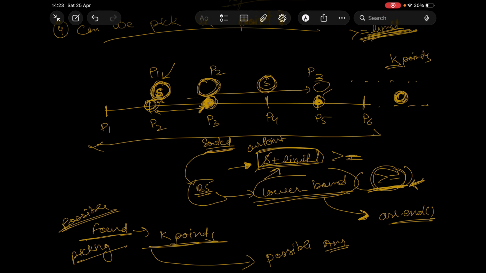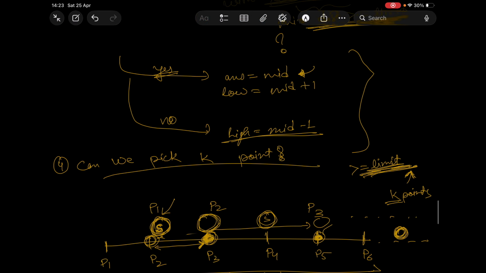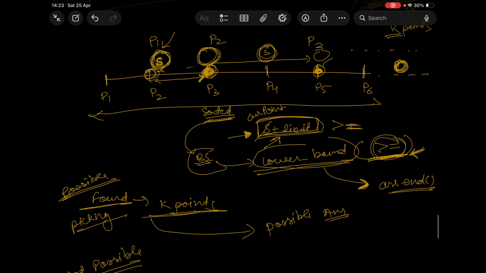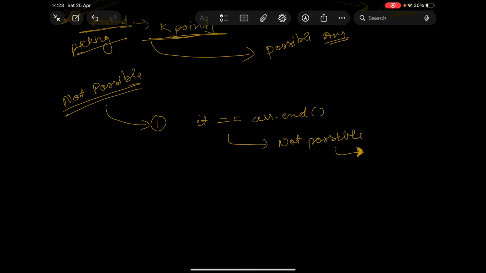If we calculated for all of these with this limit and it was not possible, then we will reduce the limit. That is what our binary search will do: reduce the limit and then try finding again. So here we have this starting point and we kept on finding. This is one case when it would not be possible for us to find the possible answer.